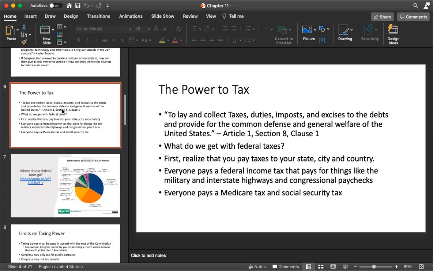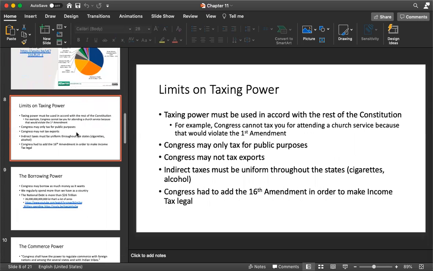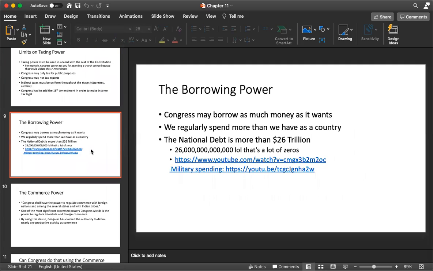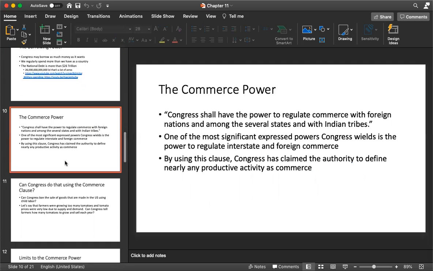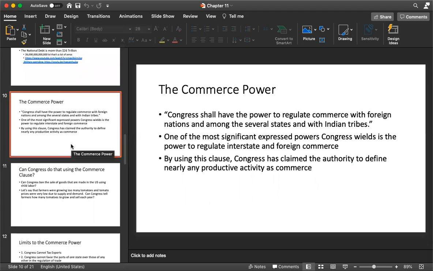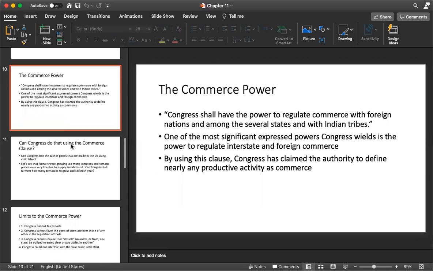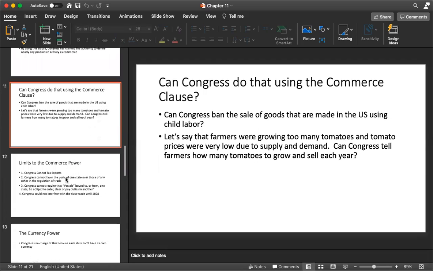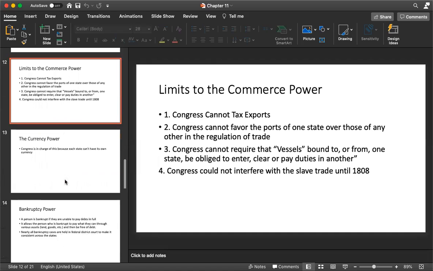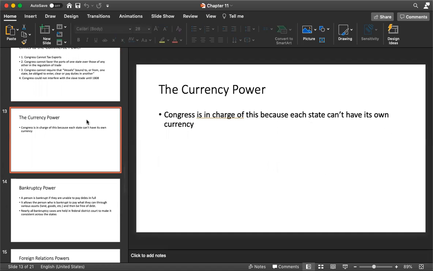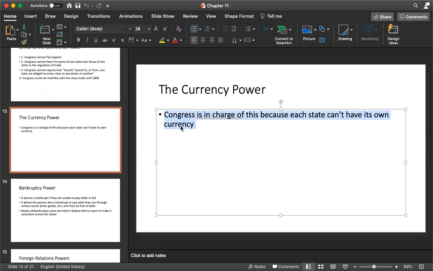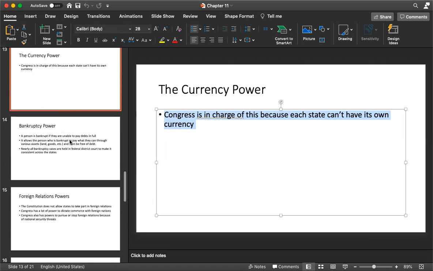We know that Congress has the power to tax. We know that there are limits to the taxing power. We know that Congress has the power to borrow money. We know that Congress has the commerce power, which can control a lot of different businesses and things like that, or how we conduct business in the United States. We know that there are limits to the commerce power, and we know that they have the currency power, right? Basically, that's because we don't want every state to have control over its own currency.